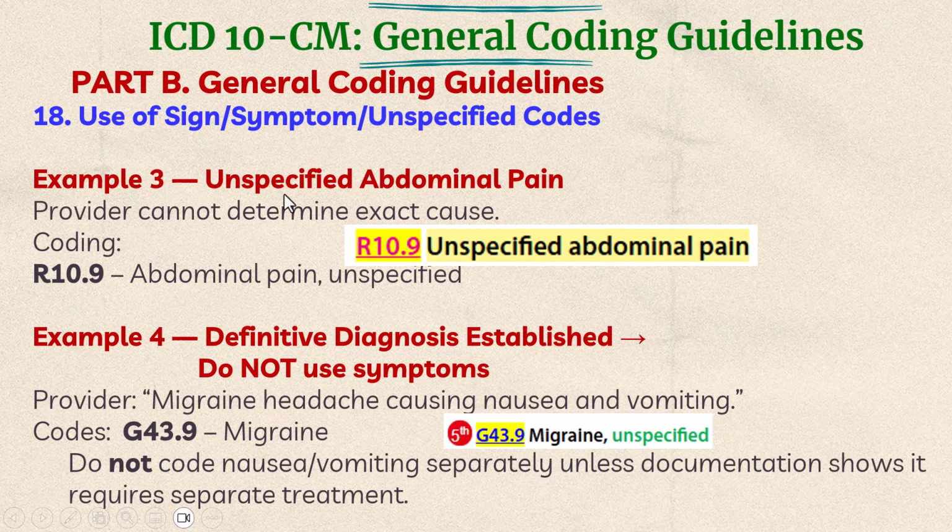Example 3, unspecified abdominal pain. The provider cannot determine the exact cause, so you have to use the code R10.9, that is unspecified abdominal pain. Example 4, definitive diagnosis established. Do not use the symptoms. For example, the provider documents migraine headache causing nausea and vomiting. In that scenario, you use the code G43.9, that is migraine unspecified. Do not code for nausea or vomiting separately unless the documentation shows it requires separate treatment, because nausea and vomiting are the symptoms of migraine.